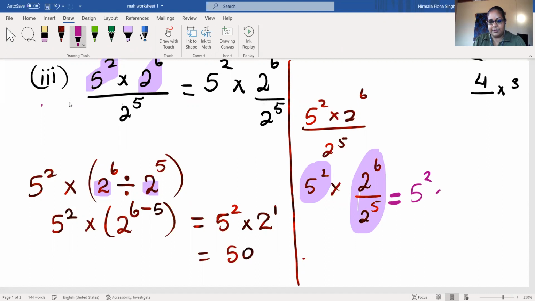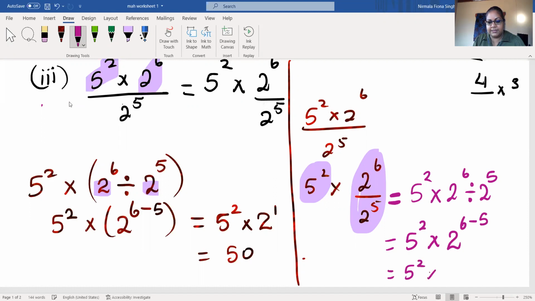We're going to work it out and end up with 5 squared multiplied by 2 to the power 6 divided by 2 to the 5. Remember, we're still looking at the 2 different sections here. The 5 is still lying by itself because it has a different base. When we have a division, when it comes to the laws of indices, we subtract our indices. So it's 6 minus 5, and you end up with 5 squared multiplied by 2 to the power 1. 6 minus 5 is 1, 2 to the power 1 is 2, and 5 squared is 25. 25 by 2 is 50.